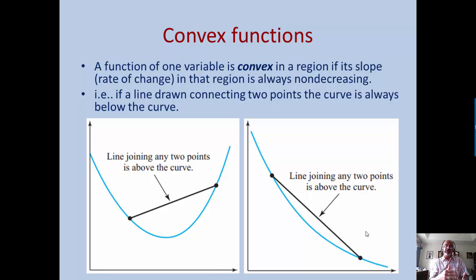A convex function will give you the minimum value. If it is of this kind, then you will have a minimum. If it is of this kind, you will not have a minimum, because this line keeps going down and down and down without ever reaching a valley point.